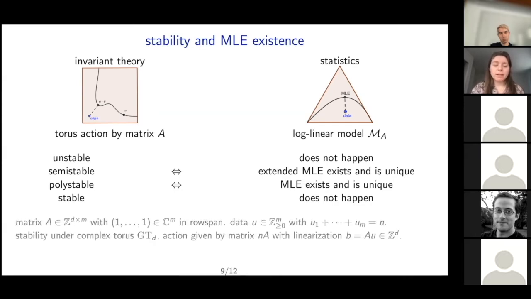All right, and here are the terms and conditions of our theorem. So this is our matrix. It must have the all ones vector in its row span. And then we have some data vector whose entries sum up to n. And then the stability is the stability of our complex torus. And the action is given by the matrix n times A with linearization B. So these are the conditions under which this correspondence holds.